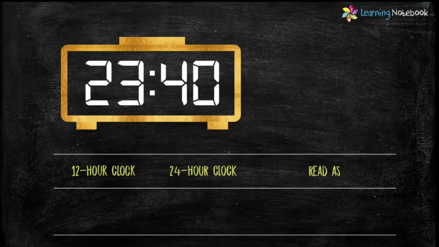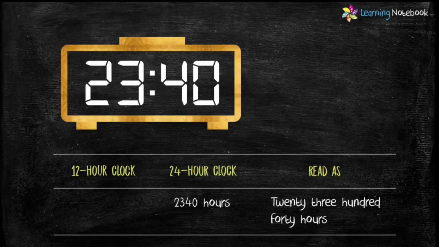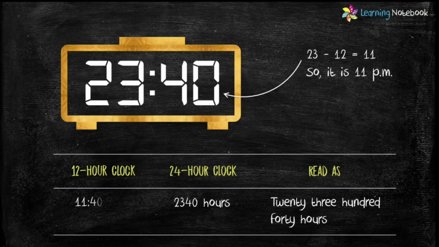Let's take one more example. Now the time is 2340 in 24 hours clock, which is 2340 hours. Now students, in 12-hour clock, this time will be 23 minus 12 equals 11. So it is 11 pm. Now add 40 minutes to it. So time will be 11:40 pm in 12-hour clock.